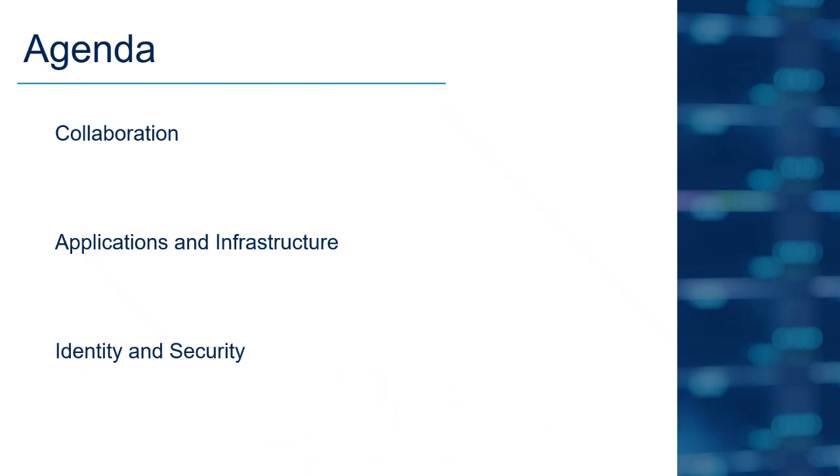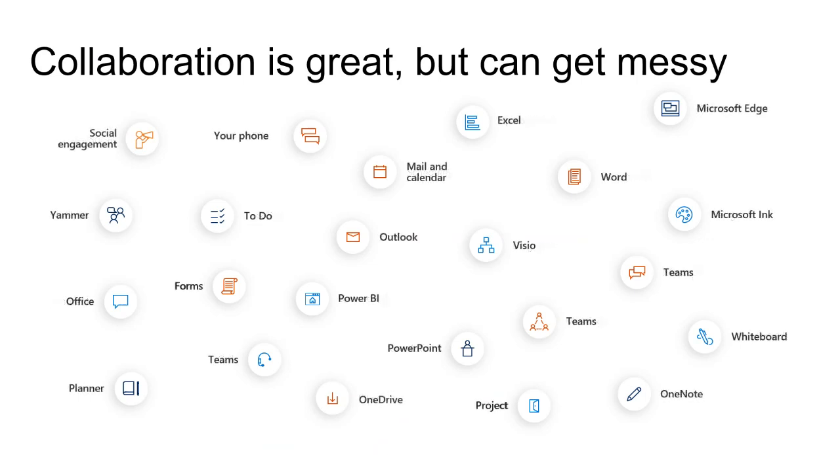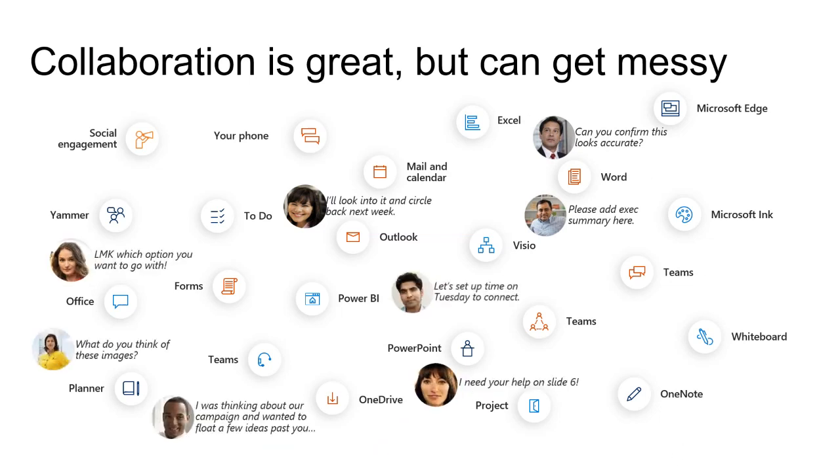So with that, we're going to dive into collaboration. I think all of us have felt this way in some way, shape, or form, one time or another. Collaboration is great, but it can definitely get messy. You can see we've got all kinds of stuff going on everywhere, various pieces of software, various devices, various projects, lots going on here. And I'm sure that we've all, at some point in time or another, felt this way.